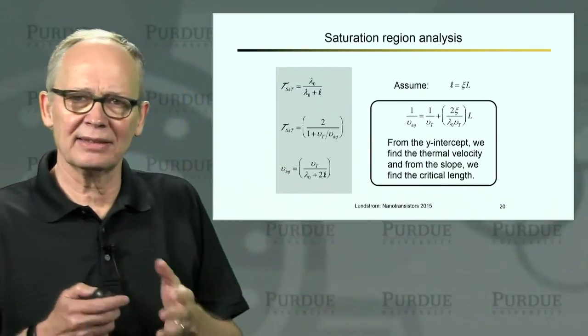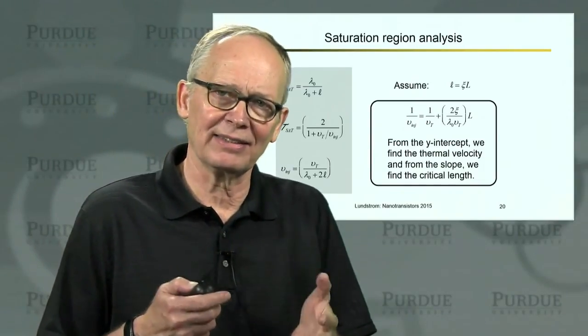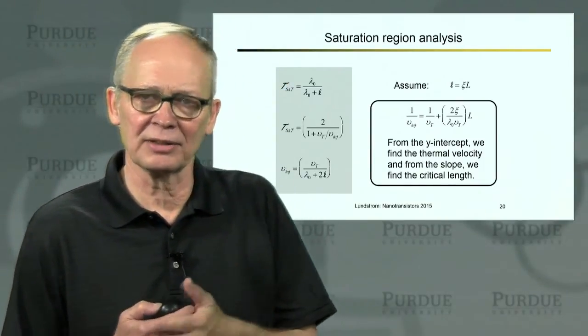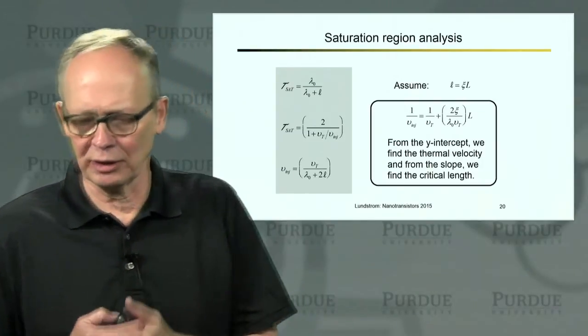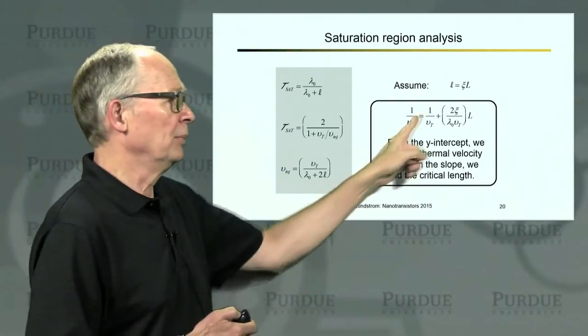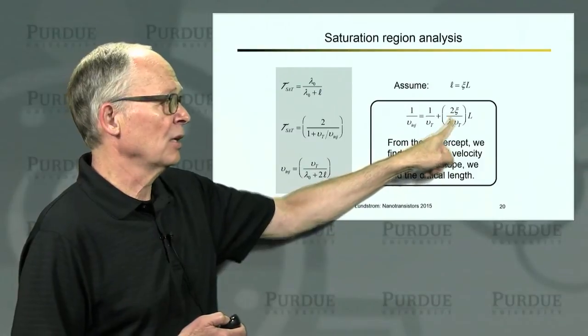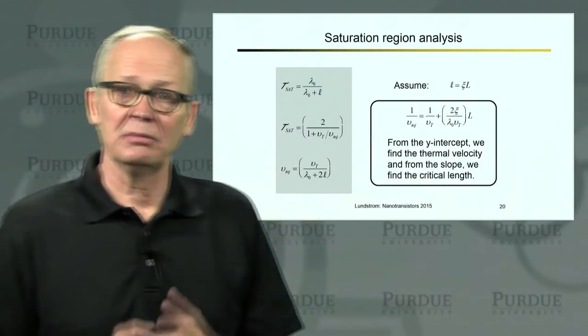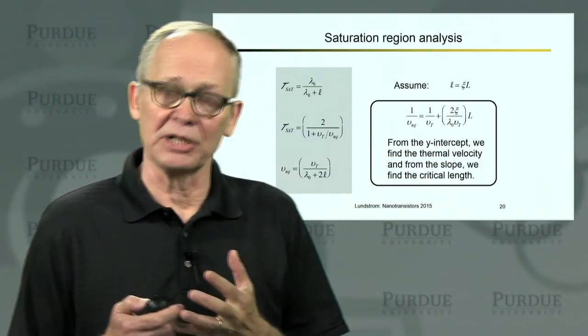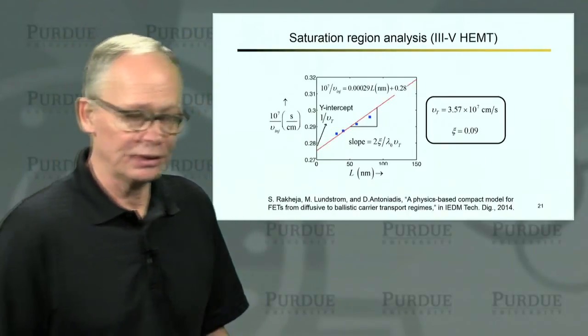And that's useful because sometimes it's not so clear what effective mass to use in these very thin channels that may be strained and may be undergoing quantum confinement. From the slope of the line, we can extract the length of this critical region. So that is also something that is very useful.